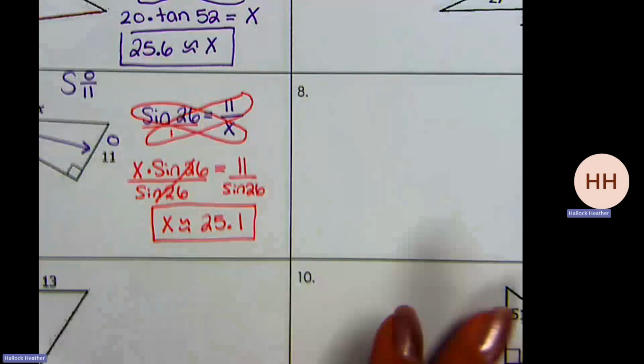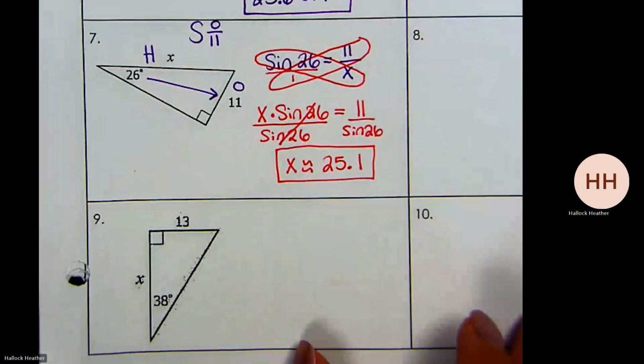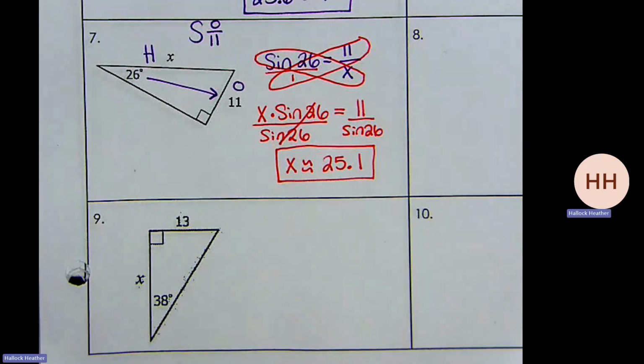So try to look at number 9. We're just going to work down this side. Try to think about what you have in your problem. I'll give you a minute. The hardest part is figuring out, should you use sine, cosine, or tangent? Take a second and look at where you're at on your triangle. Try to figure out if you have opposite, hypotenuse, or adjacent. Hypotenuse is always the back.